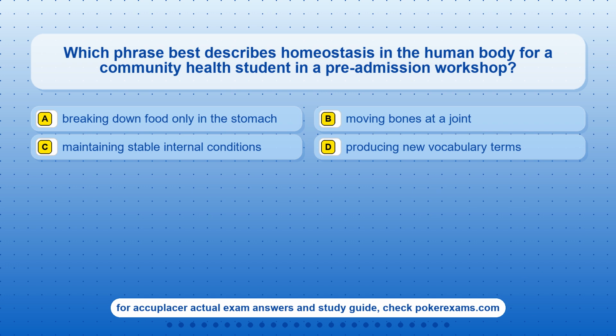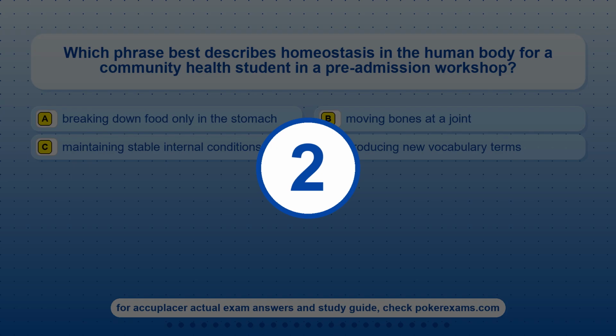Question 14. Which phrase best describes homeostasis in the human body for a community health student in a pre-admission workshop? Option A. Breaking down food only in the stomach. Option B. Moving bones at a joint. Option C. Maintaining stable internal conditions. Option D. Producing new vocabulary terms.